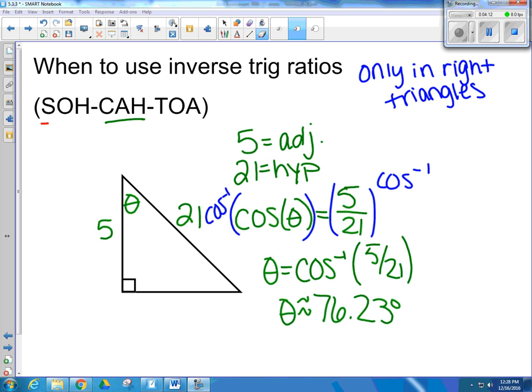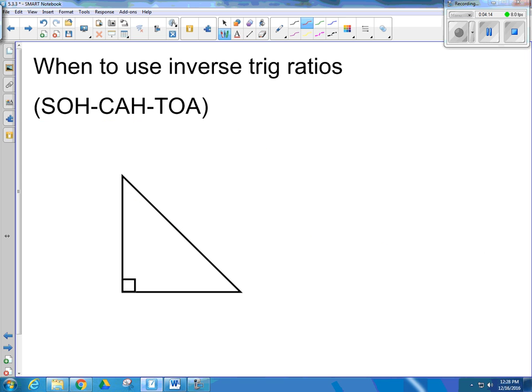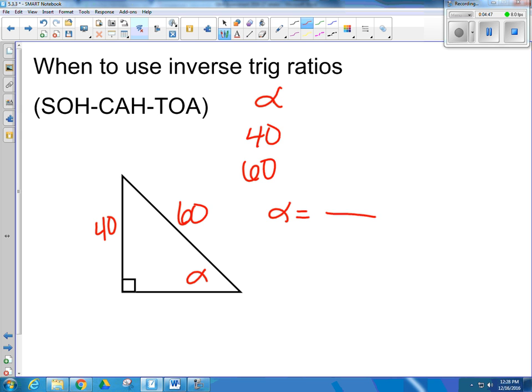So I'll just give you one to try on your own. Here's my angle, we'll say that that's alpha. This side is 40 and this side is 60. So then think about what are the sides to your angle? What is 40 to alpha? Is it the opposite, adjacent, or hypotenuse? What is 60? Then set it up as your sine, cosine, or tangent of your angle equals side over side, but then you want to find the inverse. So you're going to be finding the inverse of that.